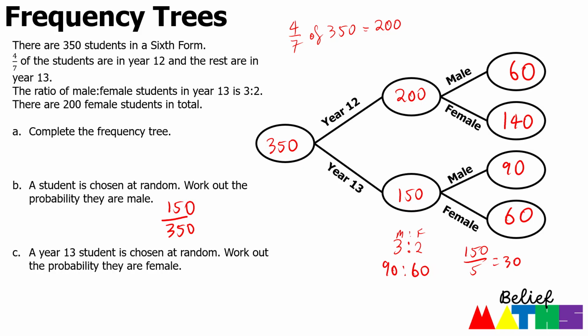Finally, the next one says a year 13 student is chosen at random. So in this case, the denominator is 150 because there's only 150 year 13s. Work out the probability that they're female. So that's 60 females out of 150. And again, no expectation to simplify that.